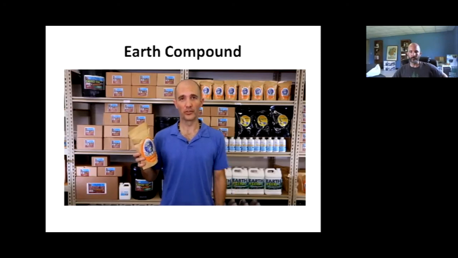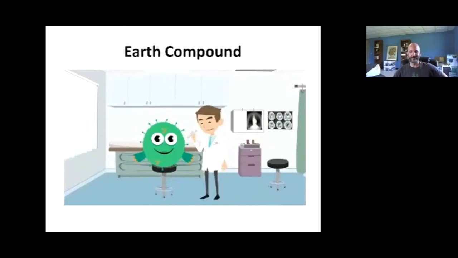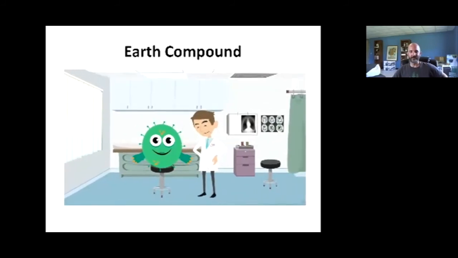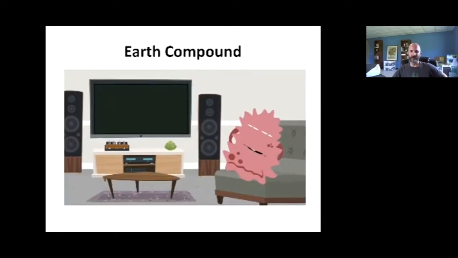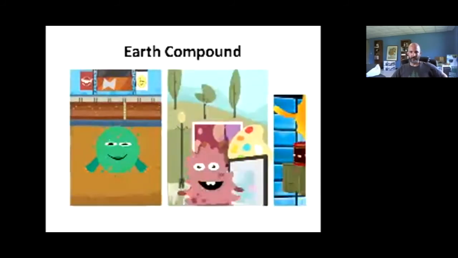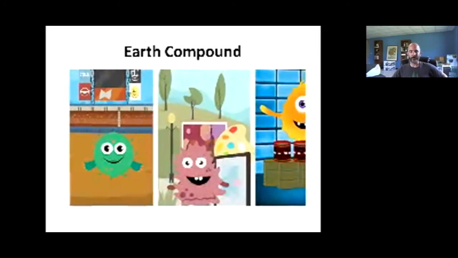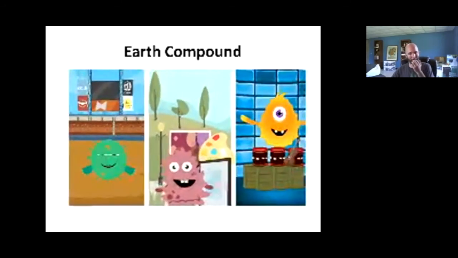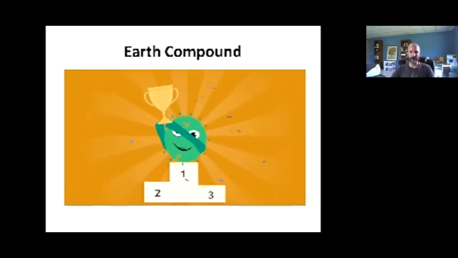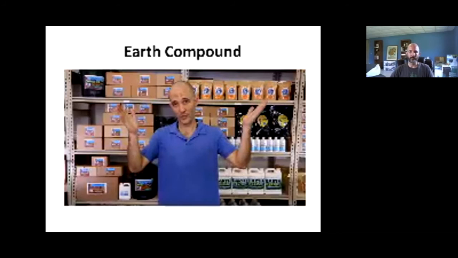Odds are you're a millennial. Google that. Most microbes found in gardening products were cultured in the lab. They grow up with no competition. It makes them lazy. They have no life experience. But the microbes in Earth Compound come directly from Mother Nature. They grew up in the real world, learning from their mistakes, and they're ready to revolutionize your garden. You in?